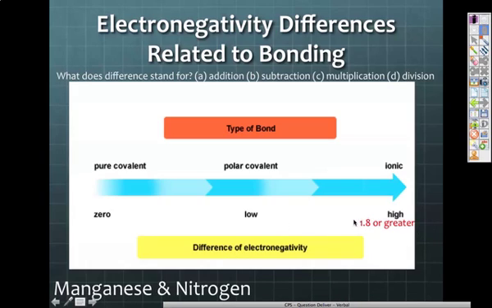Okay, let's look at our chart. Manganese, Mn, and nitrogen, N. Manganese and nitrogen. So we see nitrogen. Again, some of you are on page 8, some of you are on page 5. If you don't have the data booklet, you can take a look at the chart that was printed off in your notes, and those have some of the values as well. So nitrogen is at a 3, and manganese is at a 1.6.